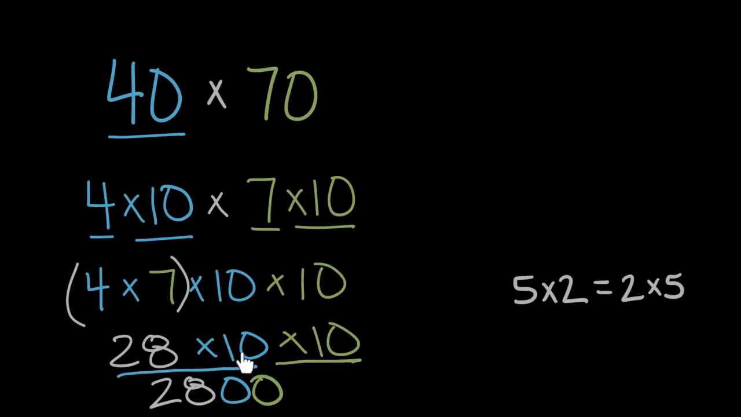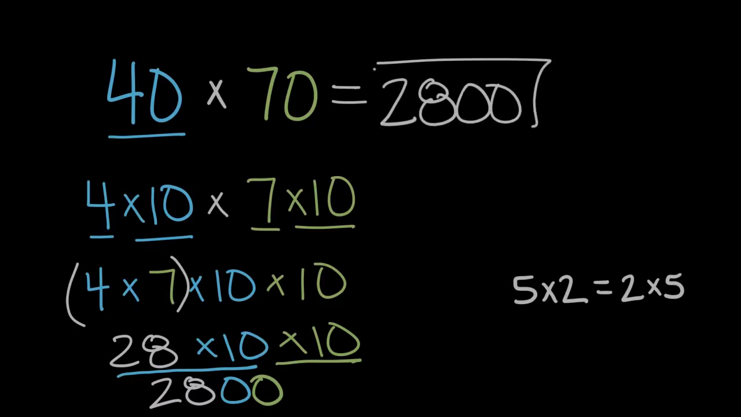So 28 times 10 times 10 is 2800, which means that this original expression we had, 40 times 70, also has a solution of 2800. Let's try another example where we're multiplying tens like this.